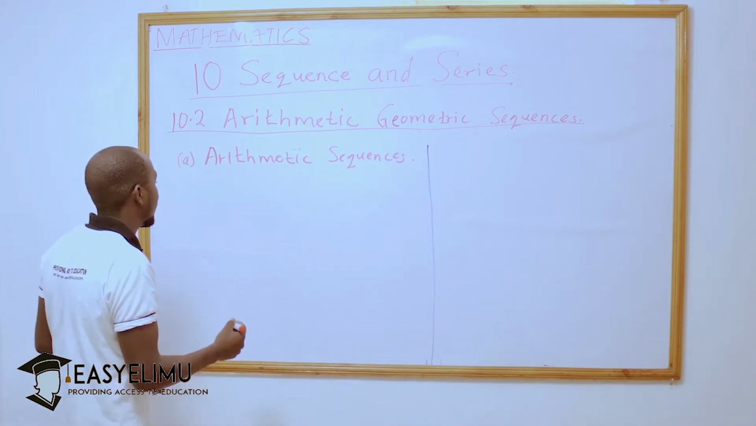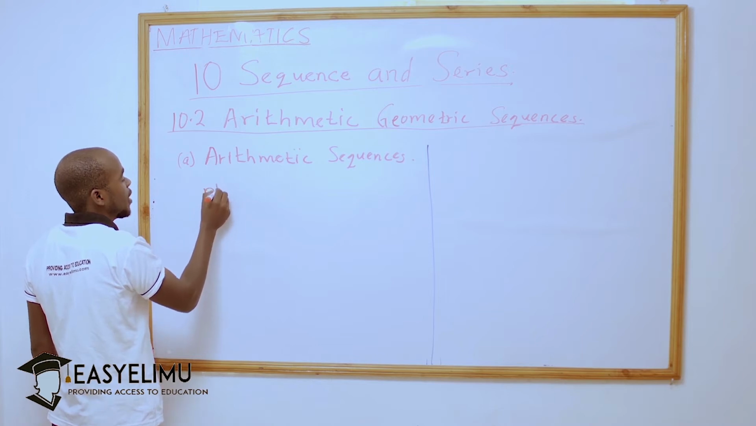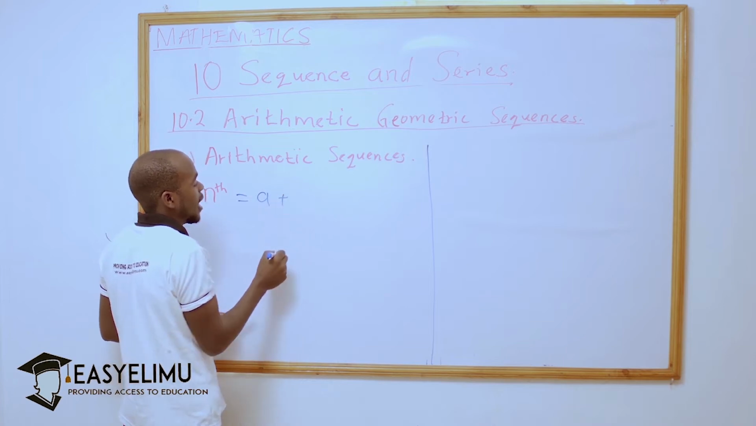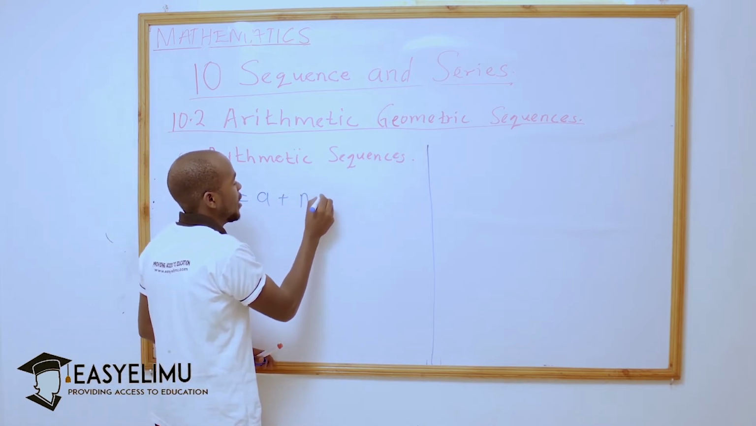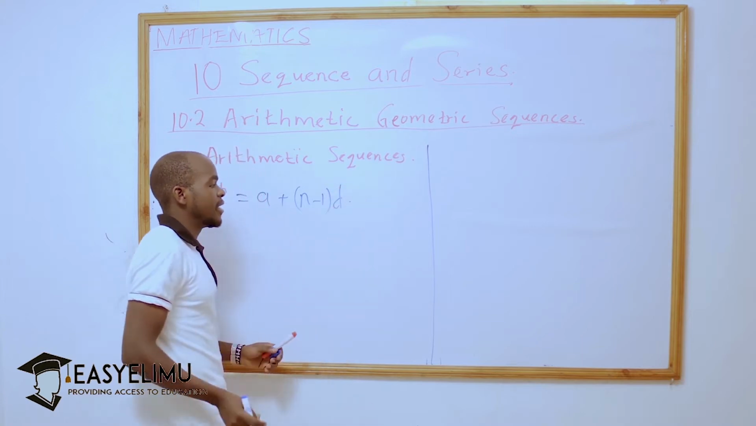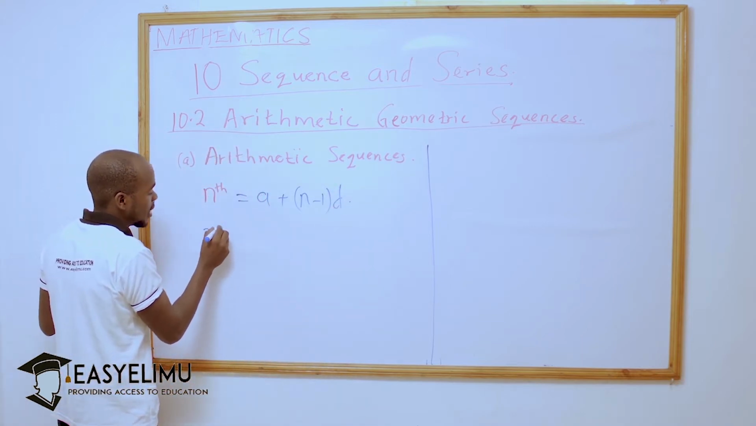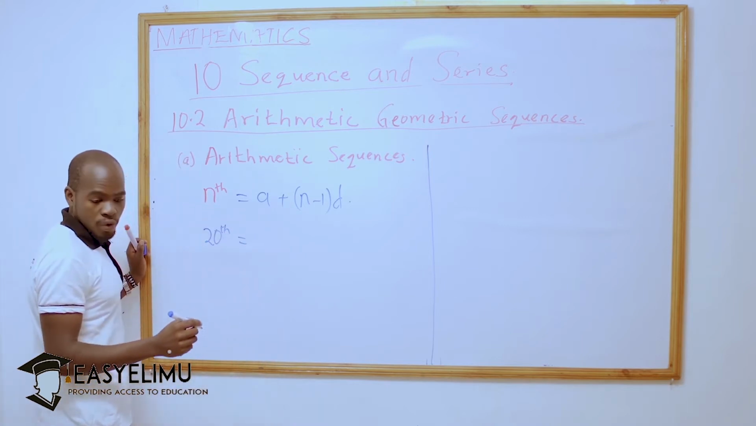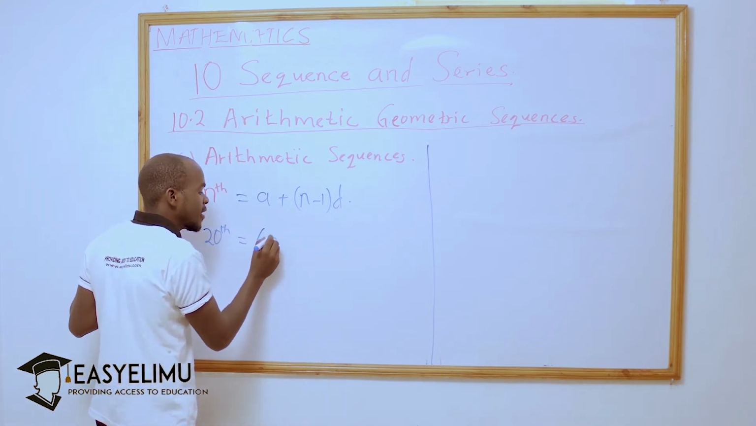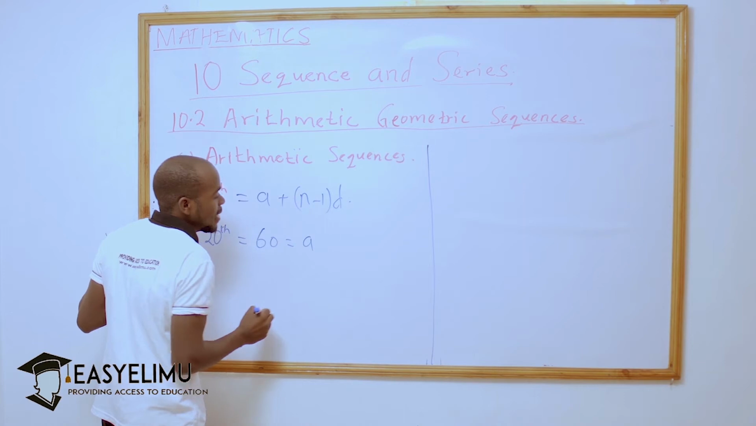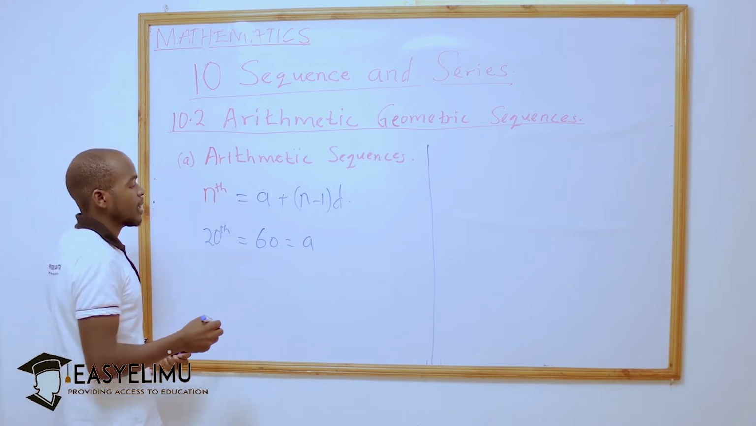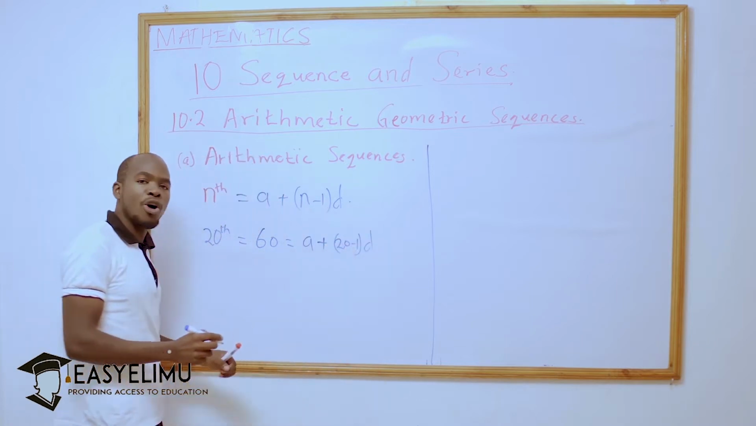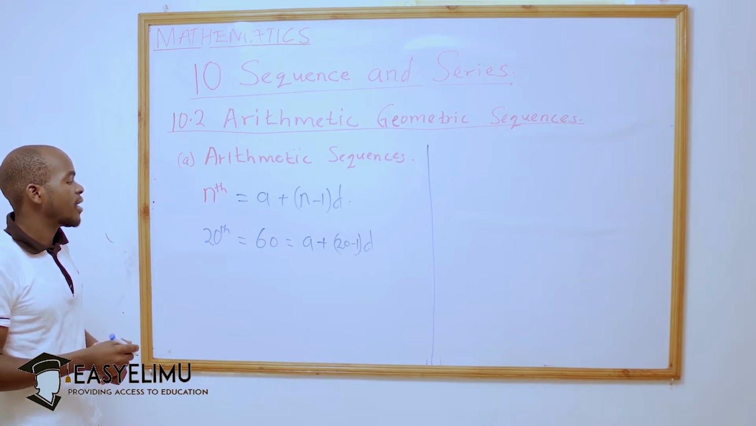Now we have been told the 20th term. From arithmetic sequences we found that if we want to find the nth term, it is equal to a plus n minus 1 multiplied by d. And here we have been told the 20th term is 60. So if it is 60, it means that if you take the first term, a, and add 20 minus 1 multiplied by the common difference, you will find 60.